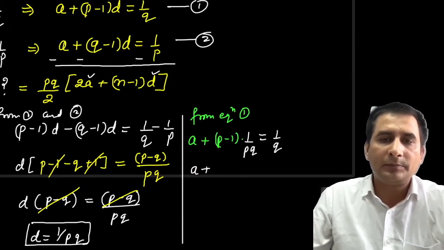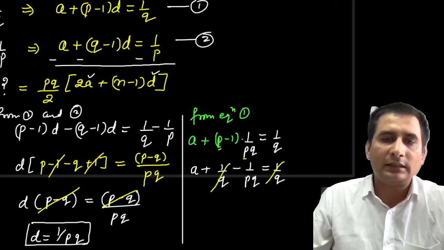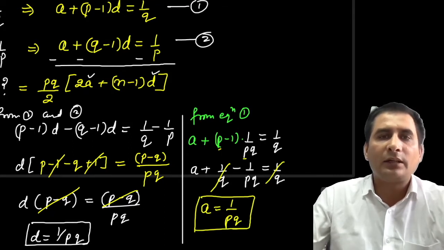Multiply this pq inside, it becomes 1 by q and 1 upon pq is equal to 1 by q, right. So multiplying inside, p cancels with p. So then this 1 by q cancels, and the value of a is also 1 upon pq. So we have obtained the values of a and d from the given equations 1 and 2.